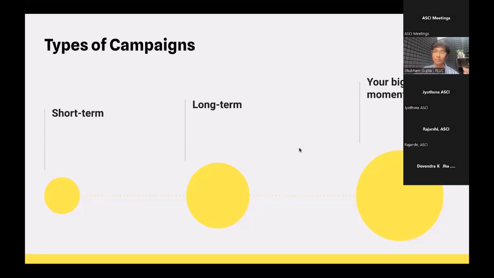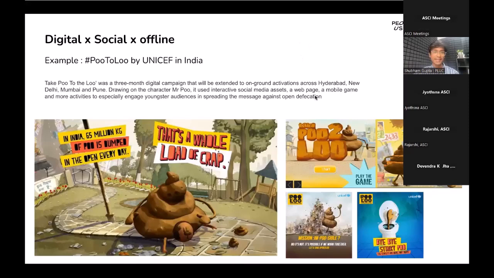I will personally recommend you start with your short-term campaign so that you understand what's happening, how you are drafting your message, how you're drafting your video, and then you plan your long-term campaigns. I'll give you some case studies. This is a very interesting campaign done by UNICEF, #Putulu.